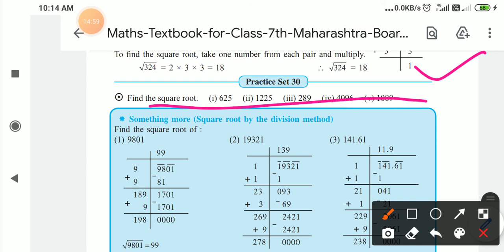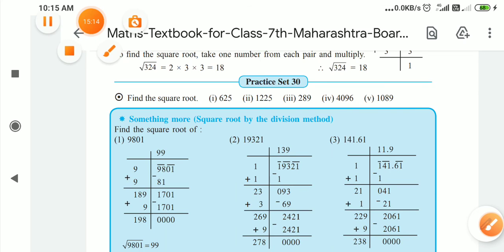And this practice set you solve by which method? This method. The square root method is better. The division method is also there, and tomorrow these 3 examples I will teach you, then it will be perfect for you, and then you solve the same example by the division method. Okay, so today we will stop here only.